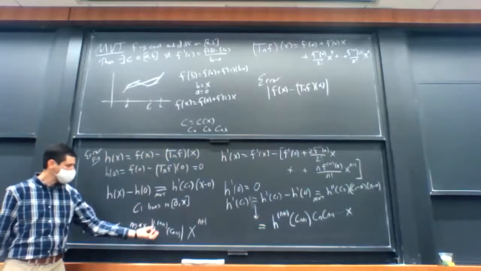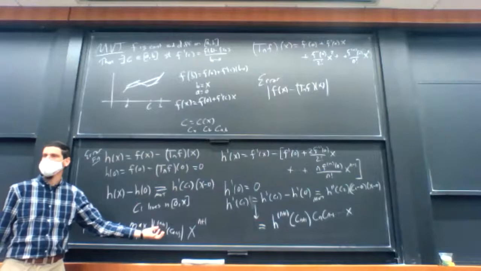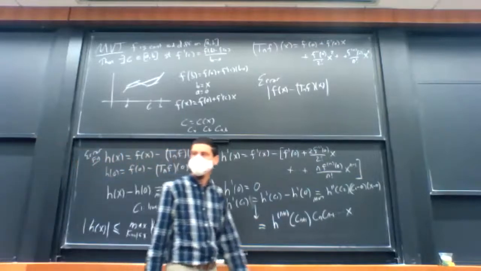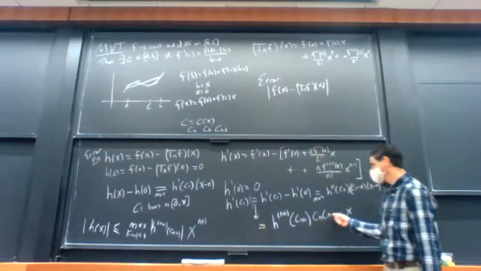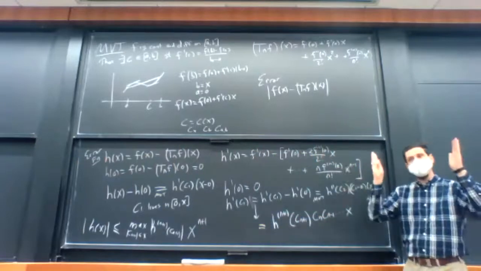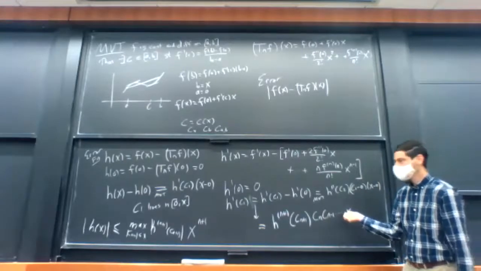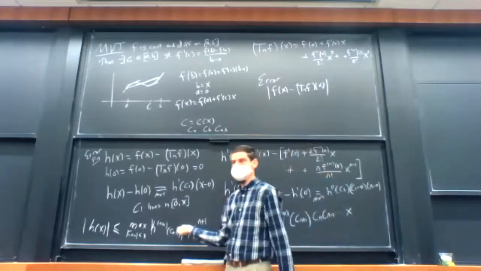And I'm just saying, let's use the worst possible value, the largest possible value that the n plus first derivative can be. And then for all the c's, each c is less than the previous one. So the worst case is they're all essentially the size of x. So the error can't be larger than this.